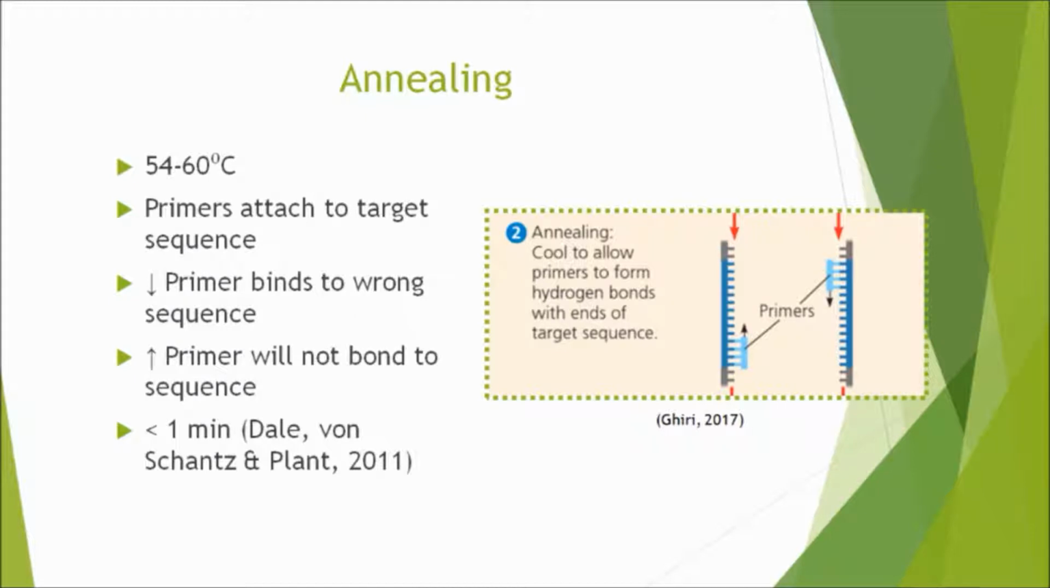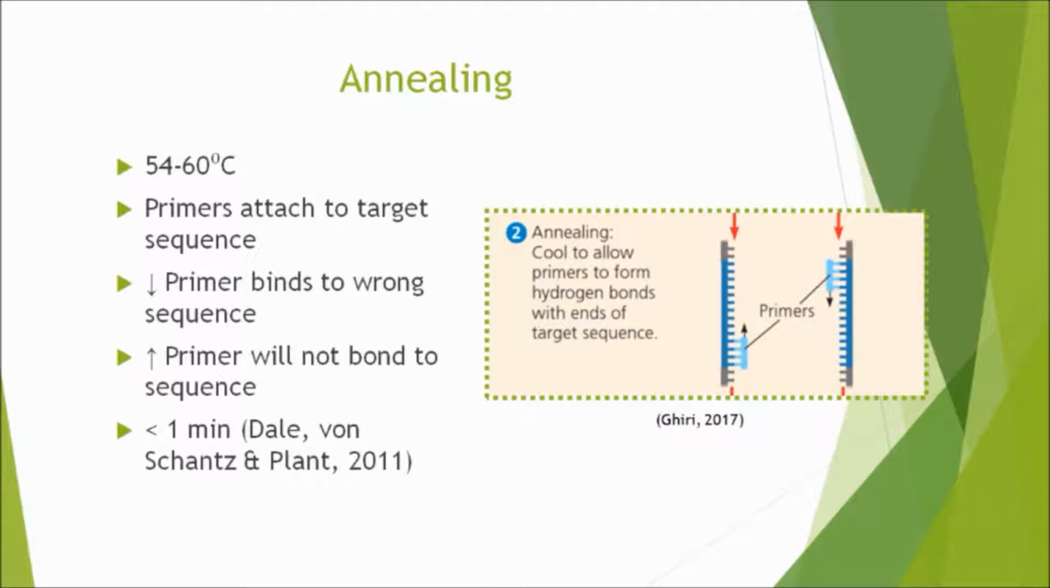Up next is the annealing phase, where the temperature is lowered to around 54 to 60 degrees Celsius. Because the temperature is cooling down, this allows the primers, which are complementary, to attach to the target sequence in the DNA template. The specific temperature is dependent on the sequence and length of the primer used.